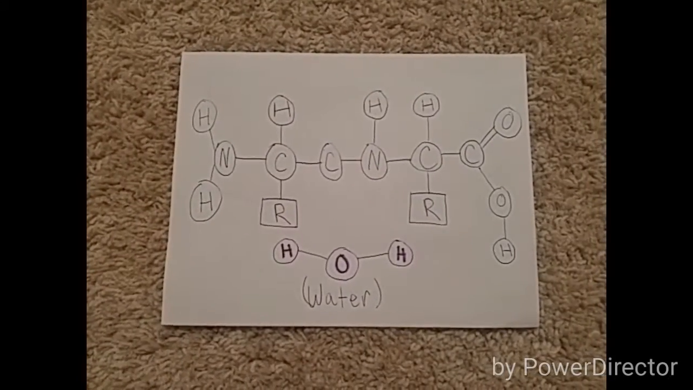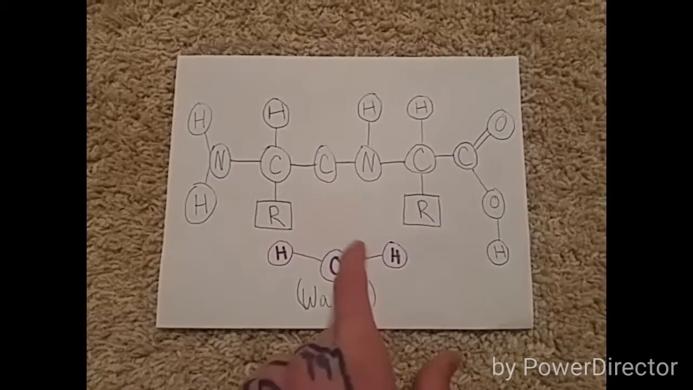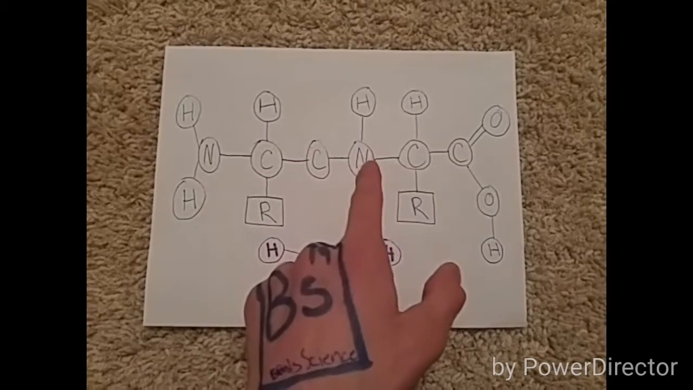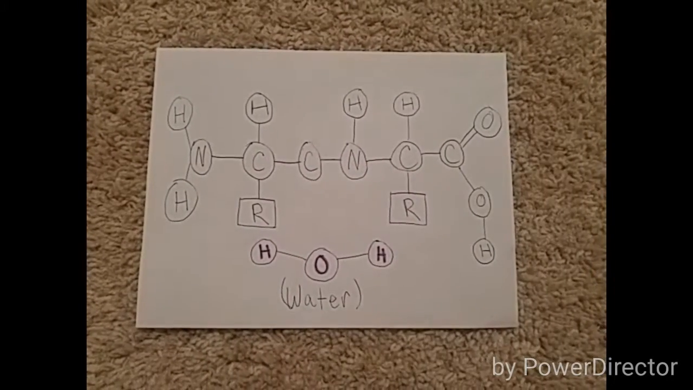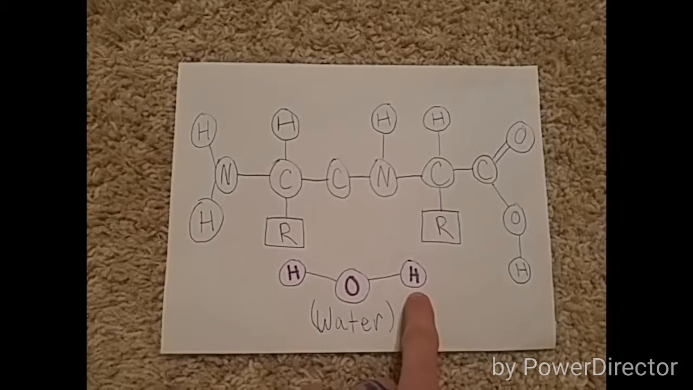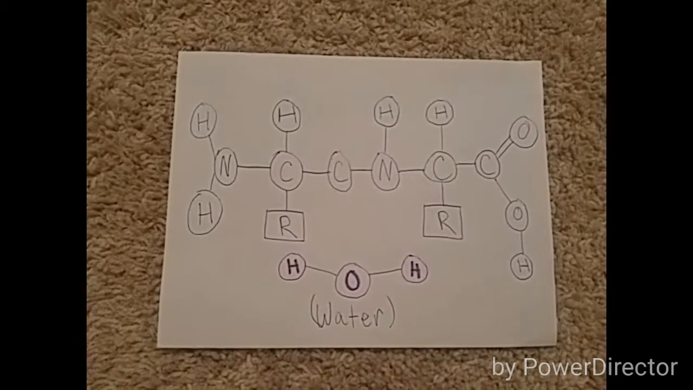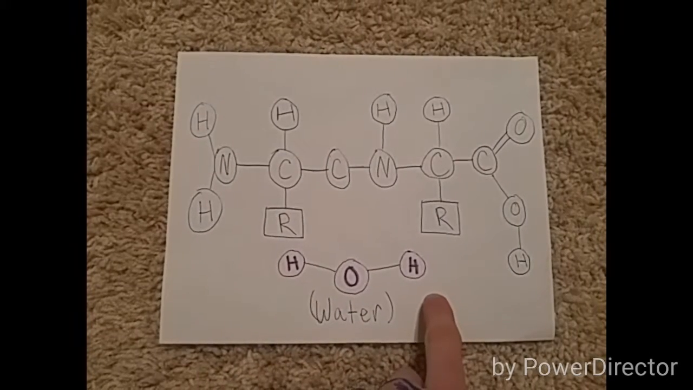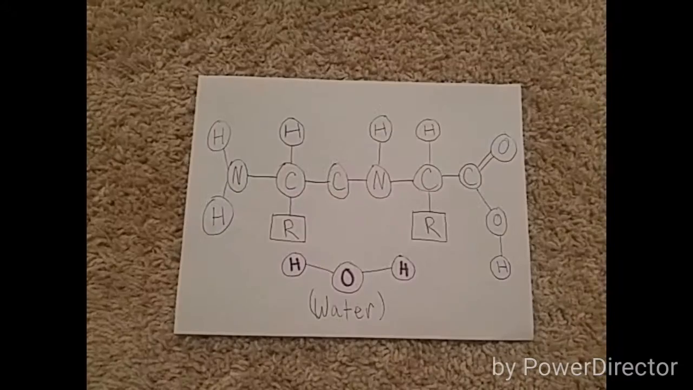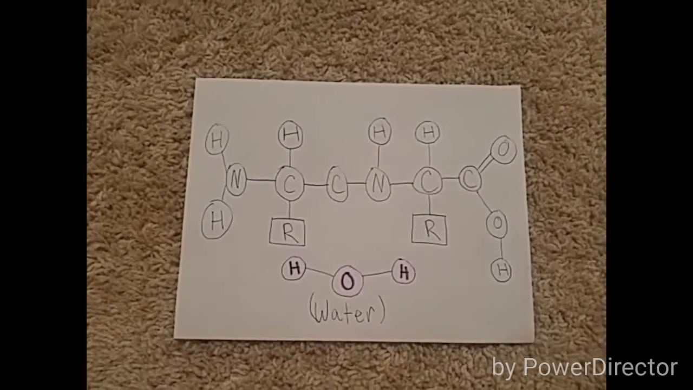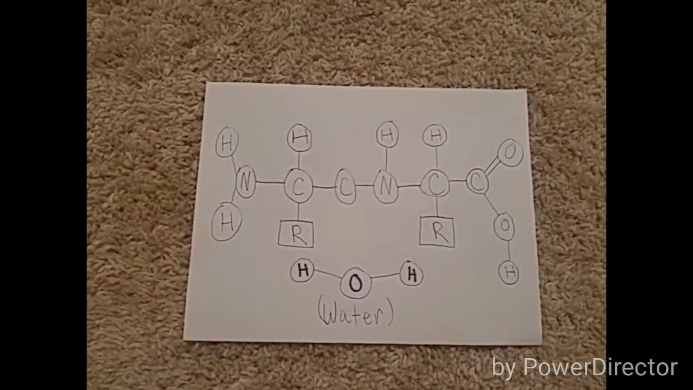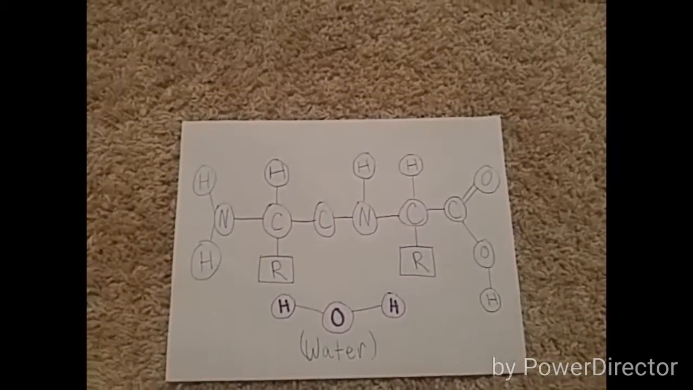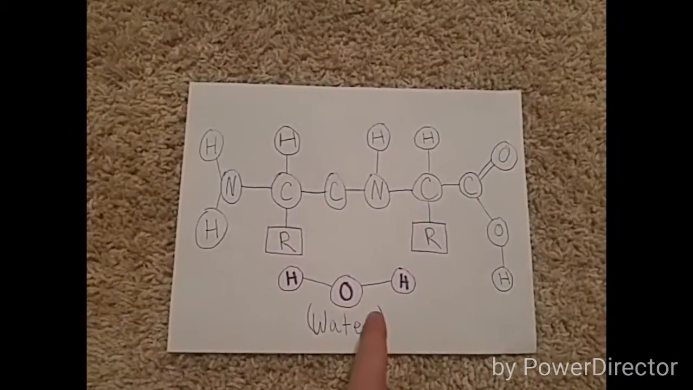After peptide bonding occurs, the resulting amino acid looks similar to this, with the carbon from this amino acid bonding directly to the nitrogen of this amino acid. The 2 hydrogen atoms and the oxygen atom that are given off during the peptide bonding process come together to form an H2O molecule, or a water molecule. This process will usually occur many times, forming a long chain of amino acids, otherwise known as a protein, and at each joining point where the 2 amino acids come together, a water molecule will be given off.